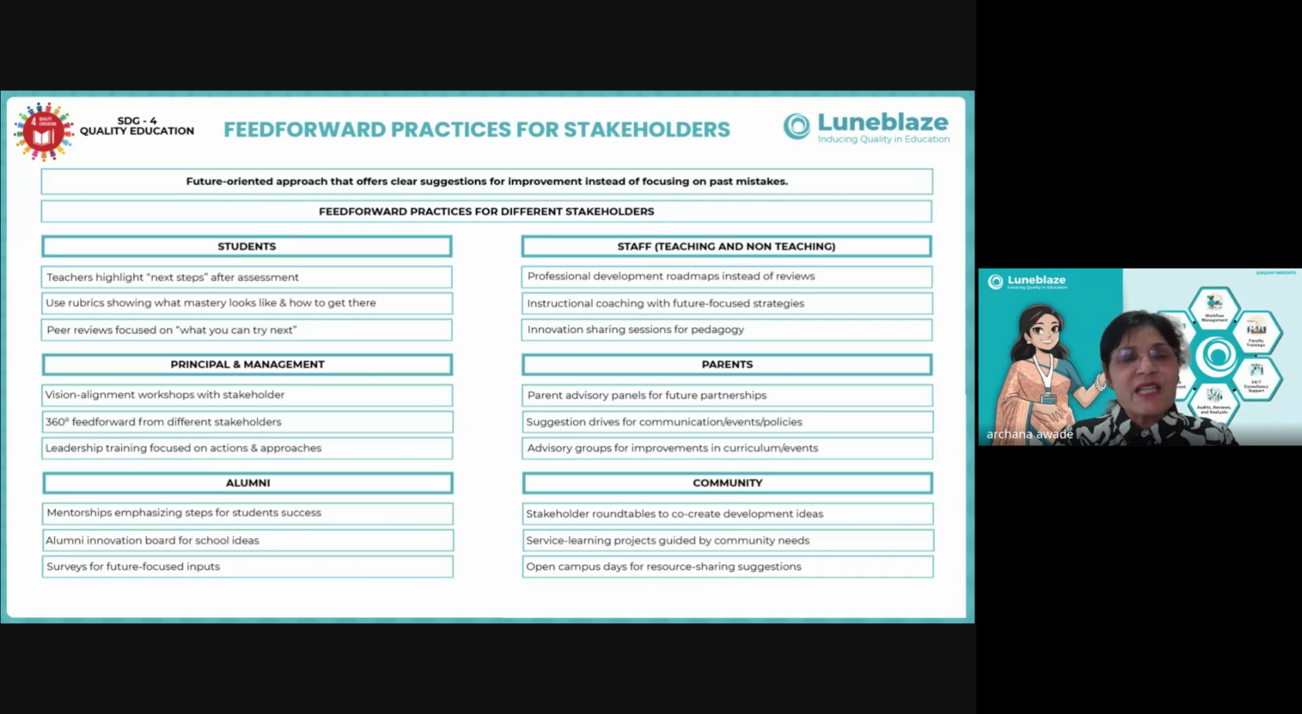Next is about the staff. How will the staff help to have feed forward practices? So a PD roadmap instead of a performance review. So professional development.